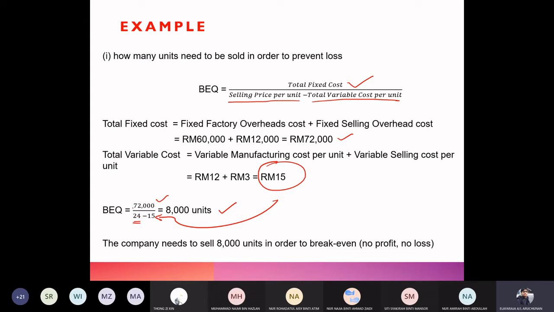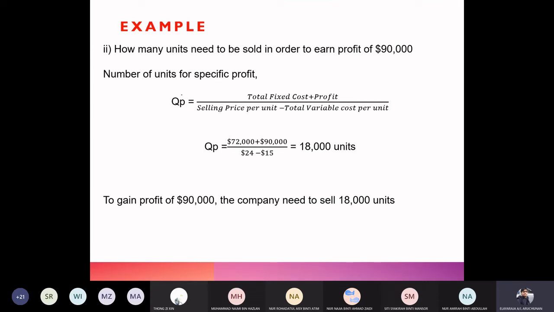Now next, you're going to determine how many units need to be sold in order to earn the profit of 19,000. Now we're going to look for how many units the company should carry out, the number of products you have to consider in order to earn the profit of 19,000. As we know, for the number of units for a specific profit, the quantity is the total fixed cost plus profit, over the total fixed cost.